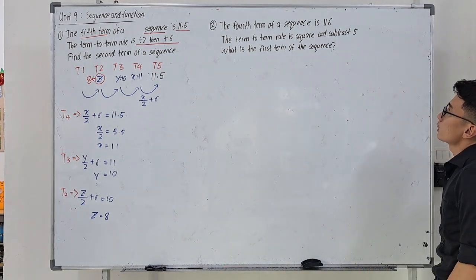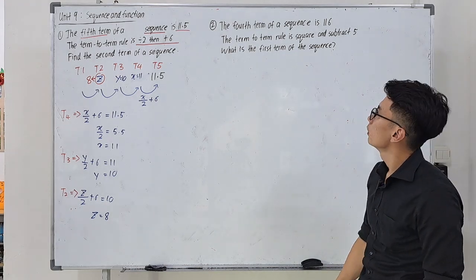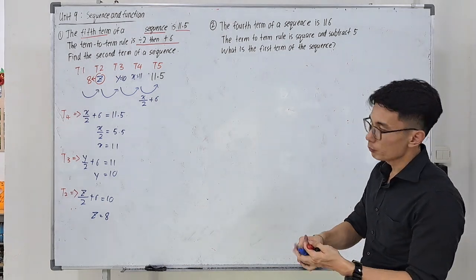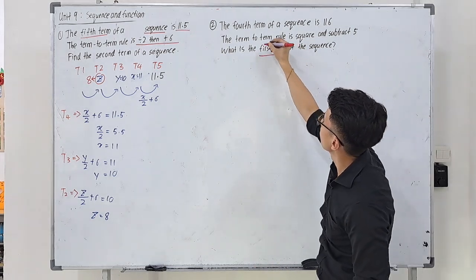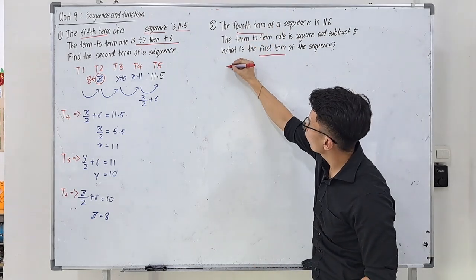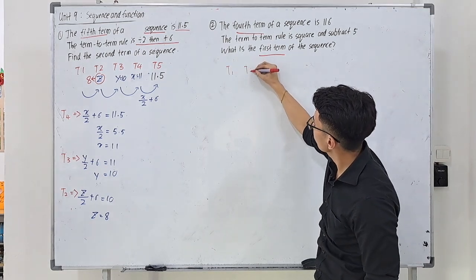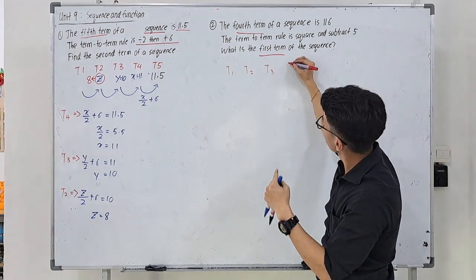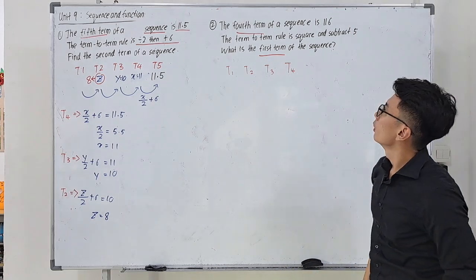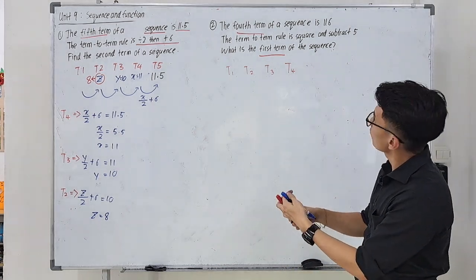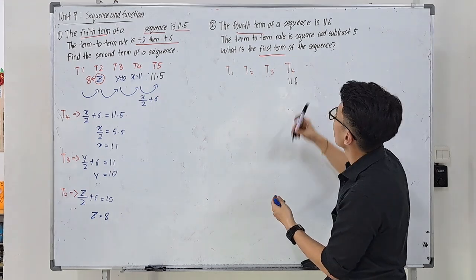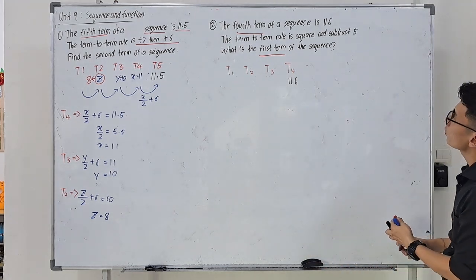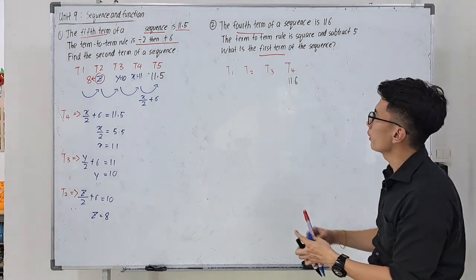The fourth term of a sequence is 116. The fourth term, so I can write down, and I'm interested to find out the first term. So I know I have T1 to T4. The fourth term of a sequence is 116, so over here that's 116. And the term to term rule is square and then subtract 5.